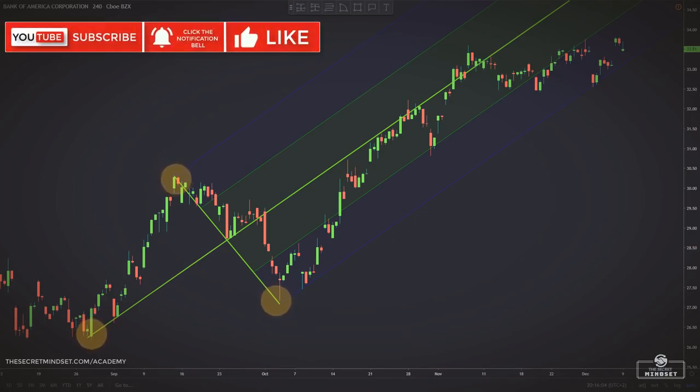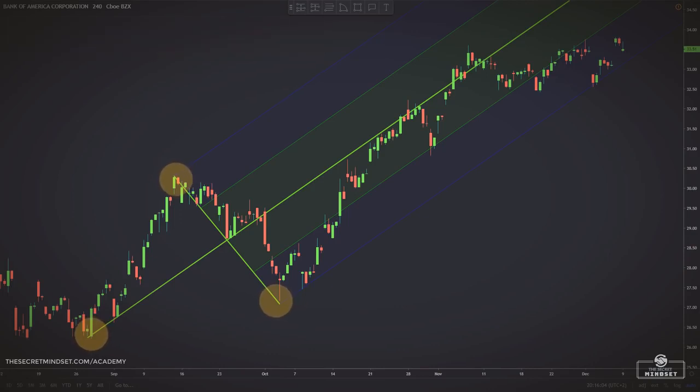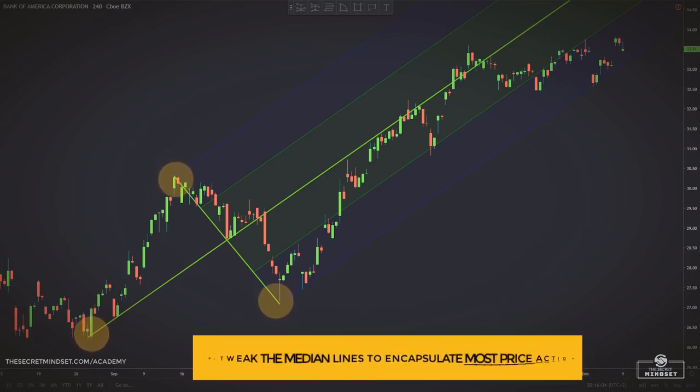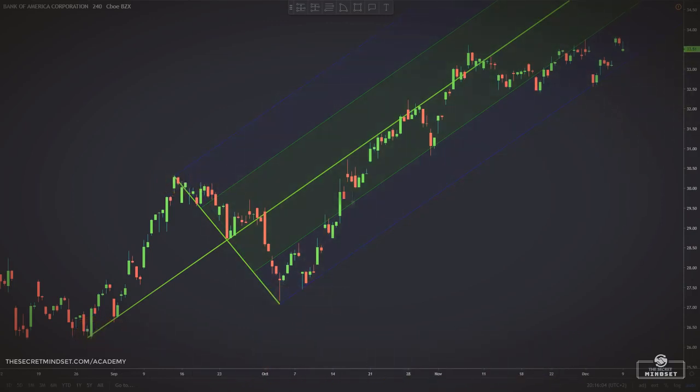In most cases, drawing the median lines is rather subjective, but with practice you can develop the confidence required. A rather simple method is, after the pivot points are identified, tweak the median lines to encapsulate price action with the greatest level of accuracy. If you master how to use Andrews Pitchfork, you will have a competitive advantage ahead of the market because you will know the dynamic support or resistance levels in advance.